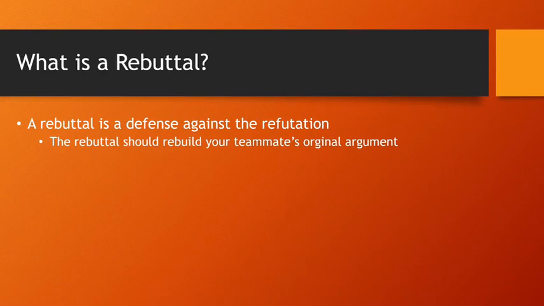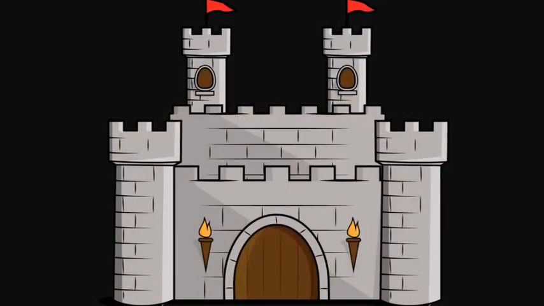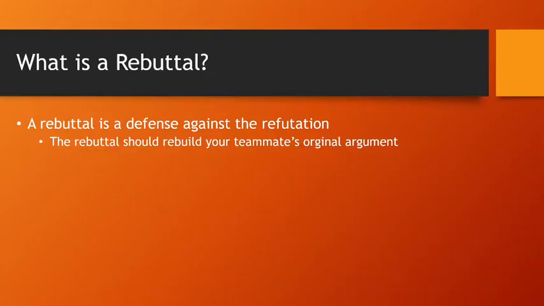A rebuttal is a defense against the refutation. Your rebuttal should rebuild your teammate's original argument. So, if we use the castle as an analogy again, you're going to want to re-strengthen that castle. If you don't re-strengthen your arguments, you're not giving the judge any reason why your arguments are better than the other team's. So a rebuttal is necessary to help show why your team is good.